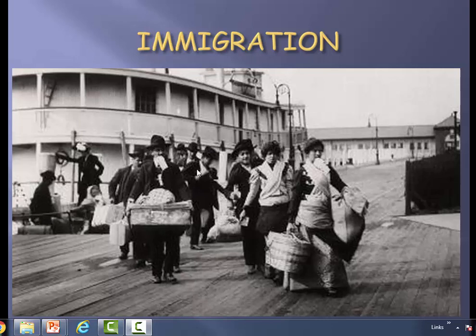Obviously, you see this picture here. If you see something like this on a test, these are immigrants who have packed up their stuff, made their way on some boat all the way across the Atlantic Ocean, and they're going to enter America probably through Ellis Island here.